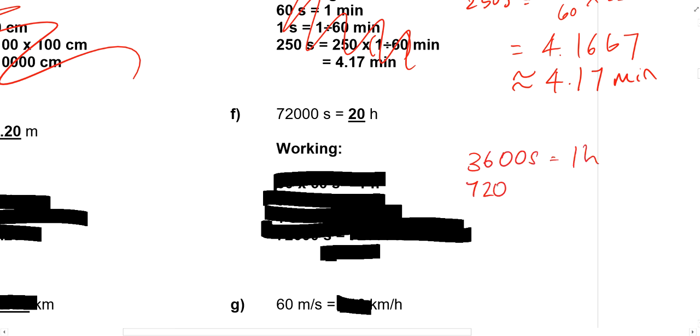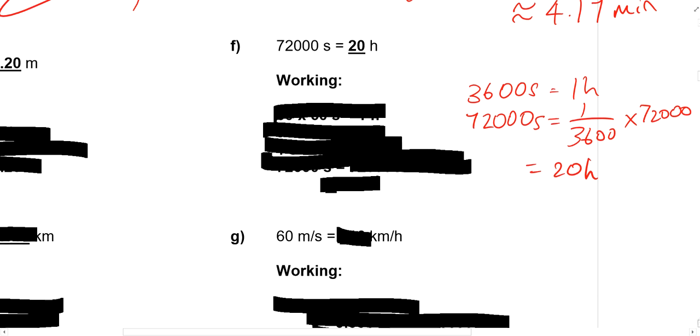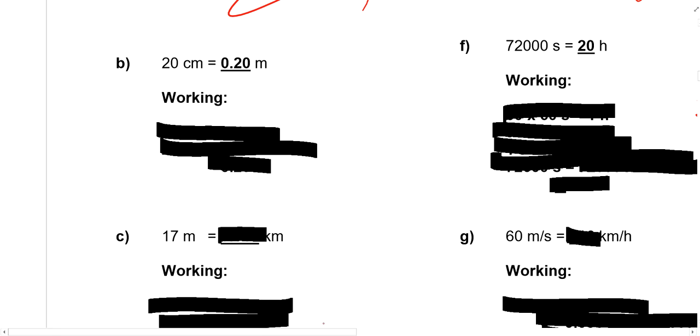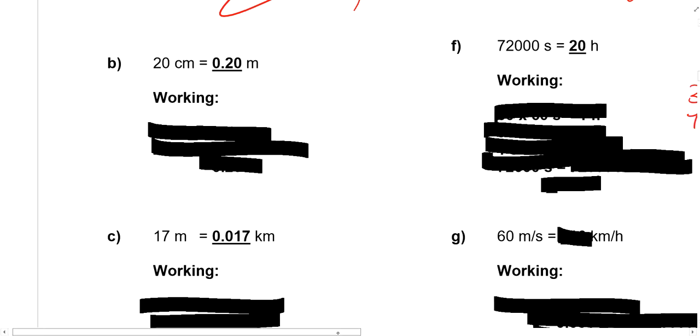So 72000 seconds must be 1 over 3600 times 72000. You should get 20 hours. Well, you just take 72000 divided by 3600. Yes. And you get the answer. Next, 17 meters is 0.017 kilometers.